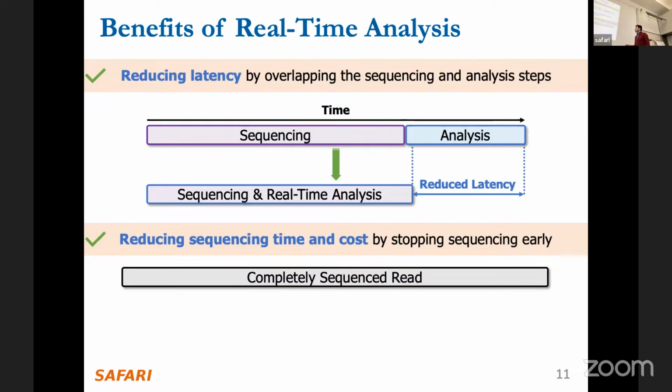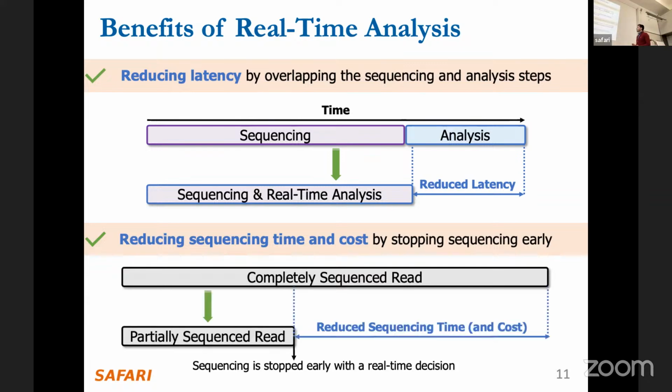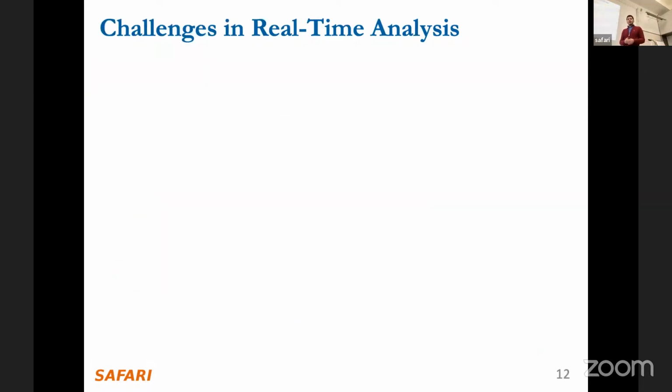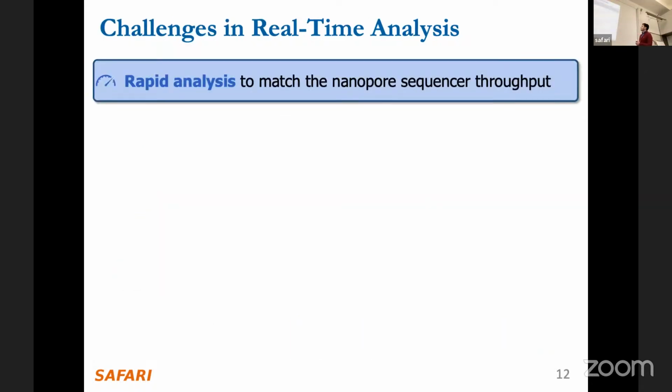The second, the most common approach, is of course to completely sequence a read and then analyze it. But with real-time decisions, we can also partially sequence the read, which can translate into reduced sequencing time and cost, because we don't unnecessarily sequence reads if they are not useful for us. And there are certain challenges to achieve real-time analysis.